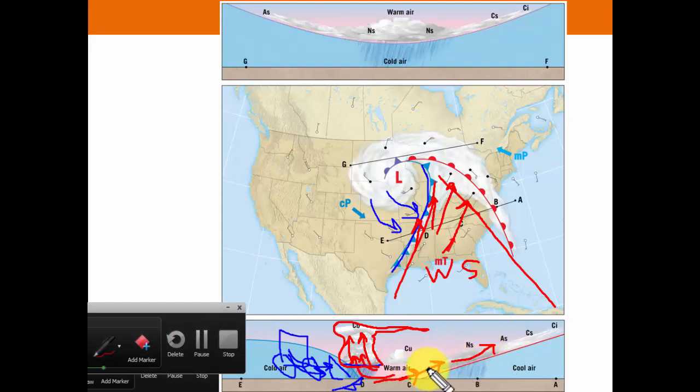And again, as it's forced up, it cools by expansion until its temperature reaches its dew point right there. Further lifting creates cloud formation and condensation. And if you have enough cold air, you're going to get some snowfall associated with that.